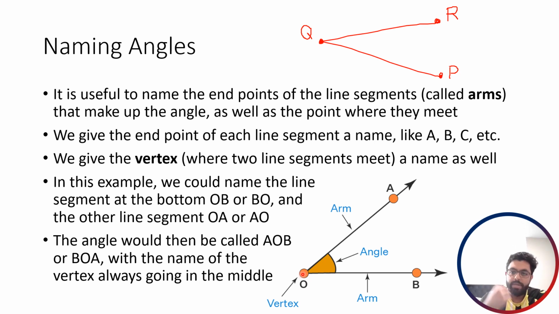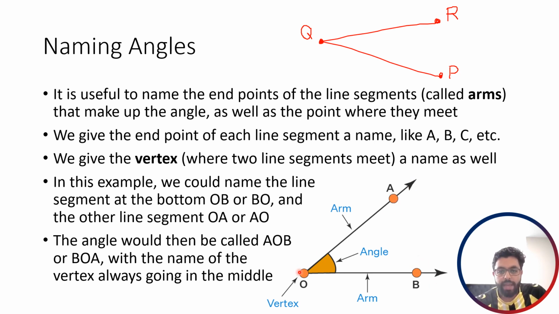And the word I said a couple of minutes ago, vertices, that's just the plural of vertex. So if you're talking about two angles and one's got a vertex here, one's got a vertex there, the two vertexes, the actual plural is vertices. Yeah, so in this example, the way we would name the line segments, let's just ignore the arrows on the end there.